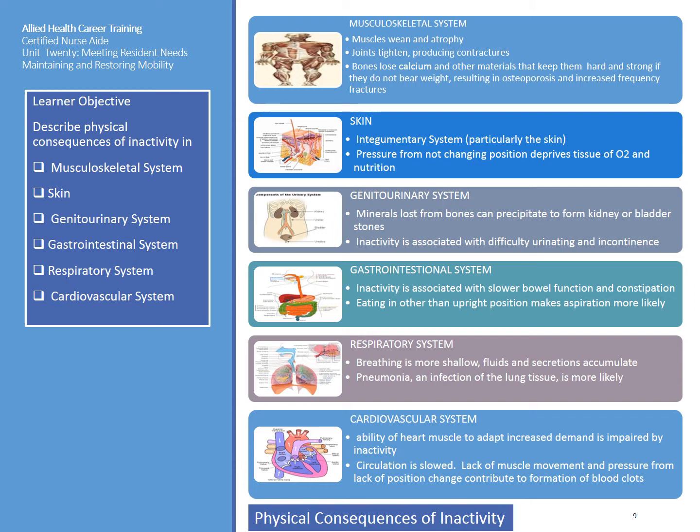Now, the urinary system. With this, minerals are lost from bones, and they can cause some problems in the kidney and bladder with stones. And again, that's because their whole systems are slowing down. It's the inactivity. It's associated with difficulty urinating and incontinence. We need to make sure that we toilet our residents every 2 hours. And again, we need to encourage fluids, encourage fluids, encourage fluids. The gastrointestinal system, inactivity is associated with slower bowel function and constipation.